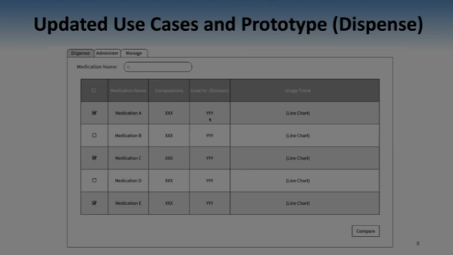So in the first case, we allow pharmacists to search a medication name and will show all the medications used for the same disease and same symptom or with the same compositions. At the very right columns here, we'll present the usage trend over time using a line chart for each medication. If the pharmacist would like to compare multiple choices in more detail, they can check the medication and click Compare.